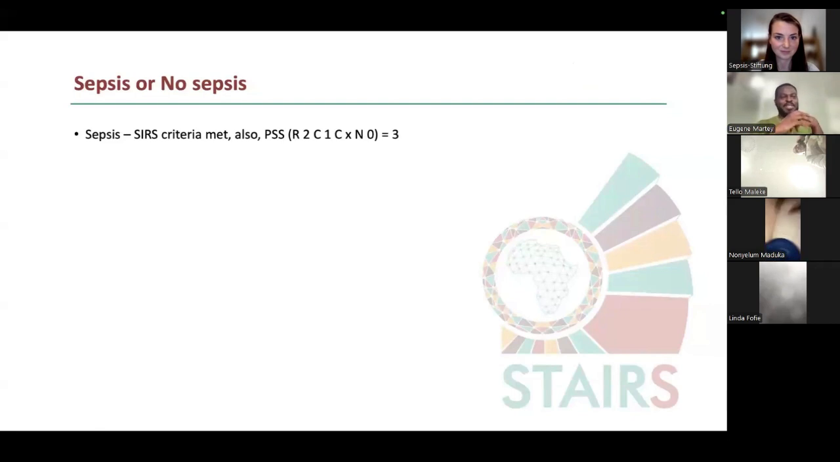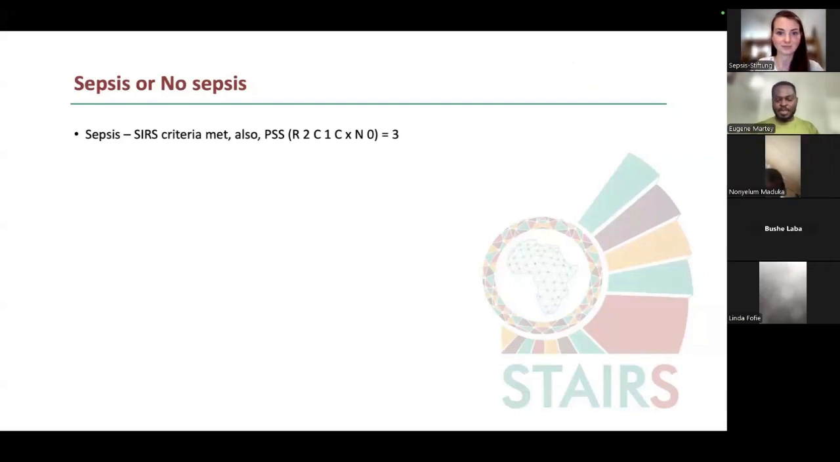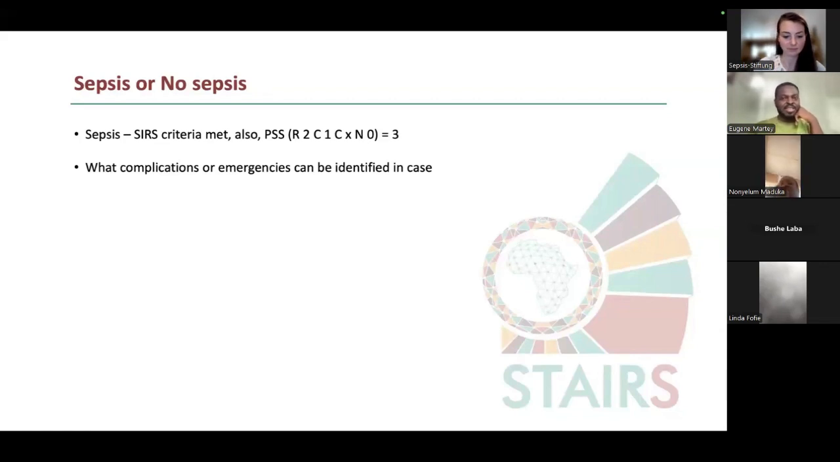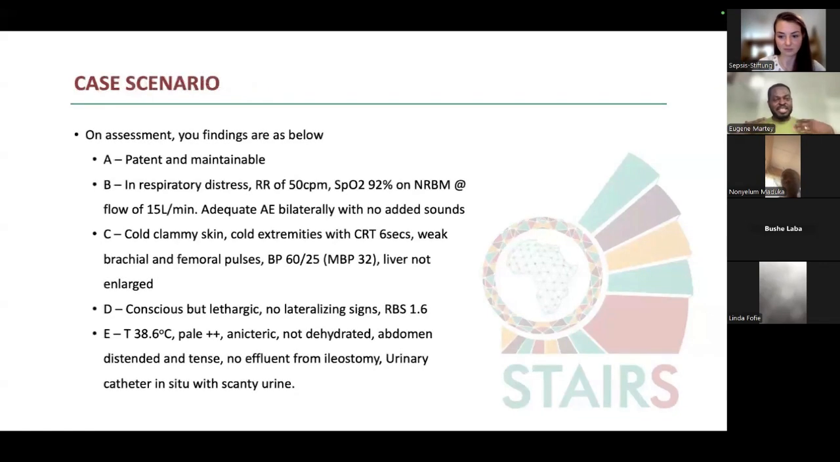Yes, I agree it is sepsis. If you use the SIRS criteria, the child meets the diagnostic criteria for sepsis. And then if you apply the Phoenix sepsis score, that also qualifies the child to have sepsis. Okay, so then again, my next question, what complications or emergencies can be identified in the case? So for the purposes of the discussion, I'll just go back to our assessment and then try and see if we can pick out all the danger signs in this child.